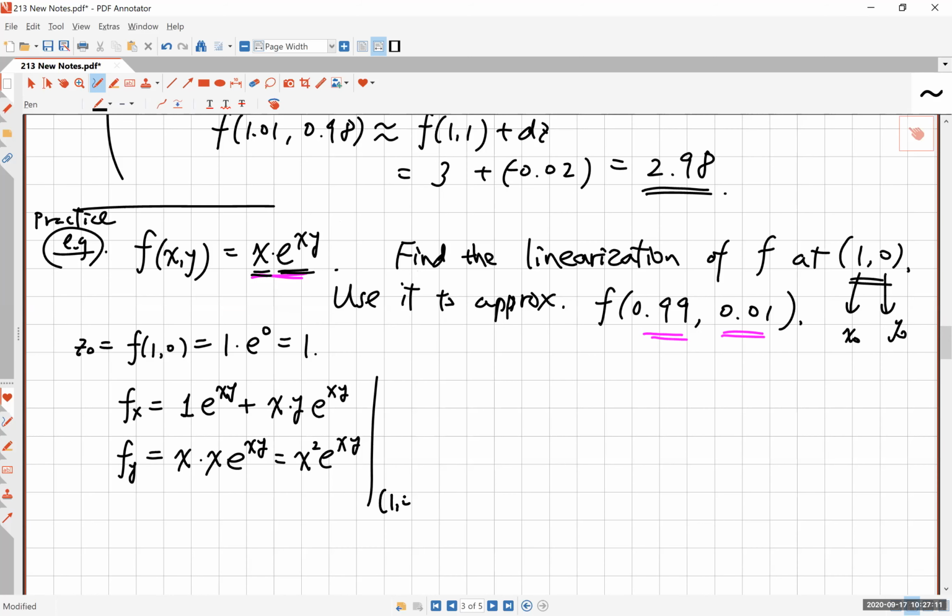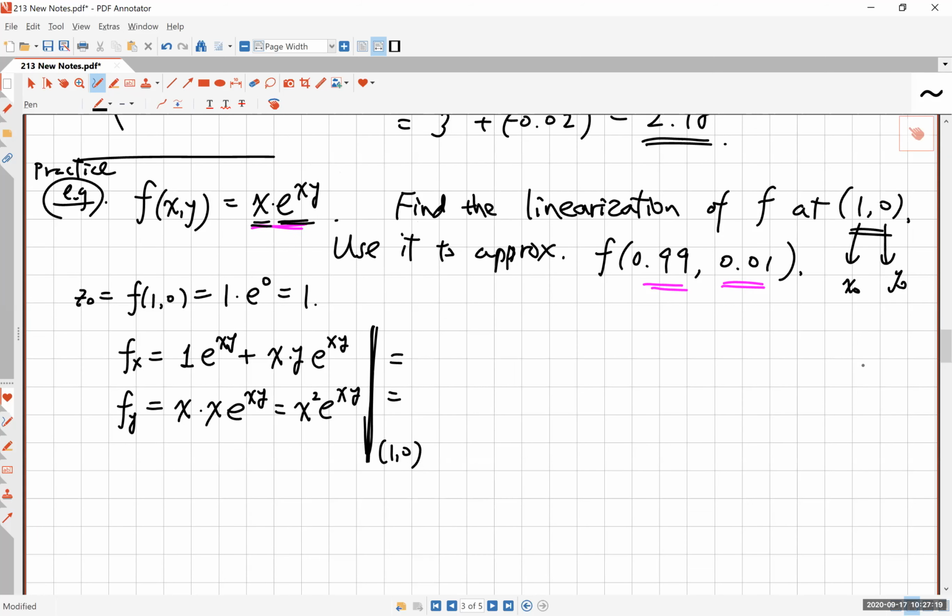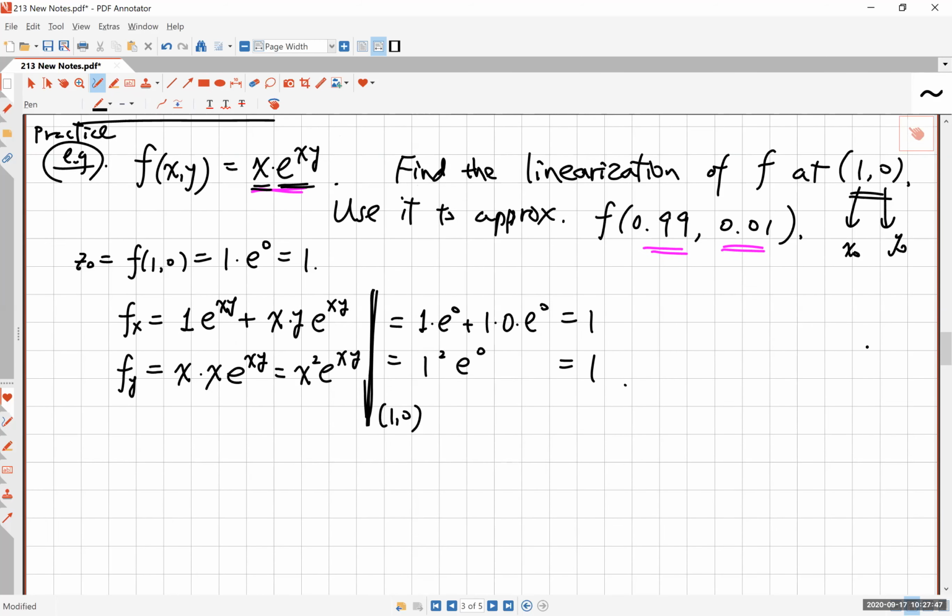Let's evaluate both at 1, 0. And I use this long vertical line. I find this to be very convenient notation. I just like it. So, all right, so the first one is 1 times e to the 0th plus x, 1 times 0 times whatever, okay? Because that's going to be 0. And the next one will be 1 squared e to the 0th power, right? So the first one will give you 1 plus 0, which is 1. Second one gives you 1 times 1, which is 1. Right? So you need to have both of these in order to find the approximation.